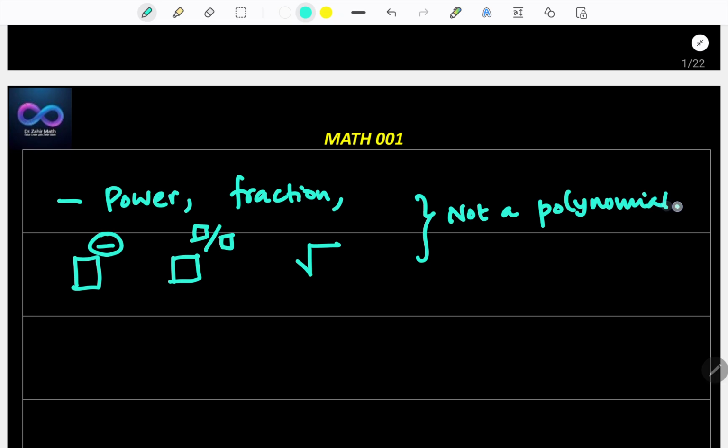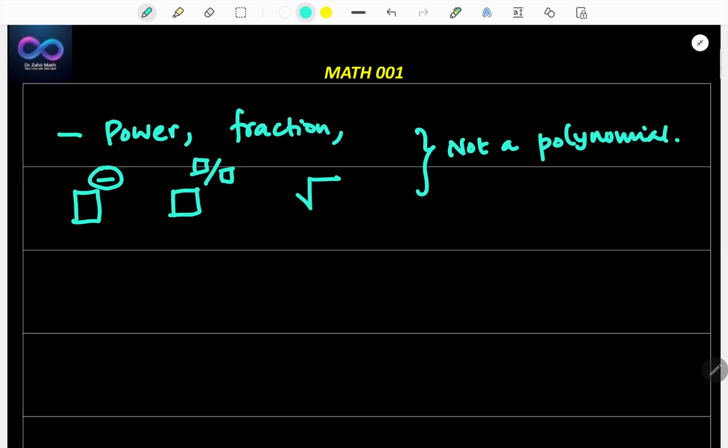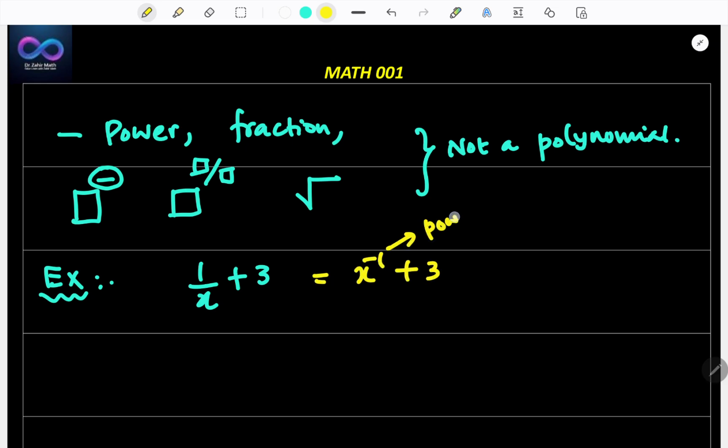Okay, teacher, just give me an example. Okay, I will give 1 or 2 examples. Just take an example, 1 by x plus 3. 1 by x plus 3 is equal to what? x to the power of minus 1 plus 3. What is its power? It is minus. So what is the answer? This is not a polynomial. Why? Power should be whole numbers. Whole numbers means what? 0, 1, 2, 3, 4, 5, 6, and so on, right?